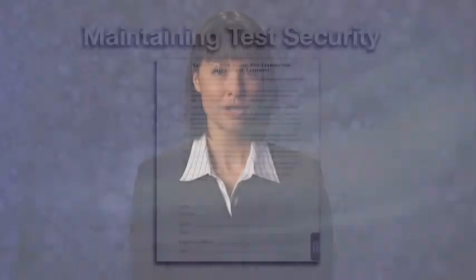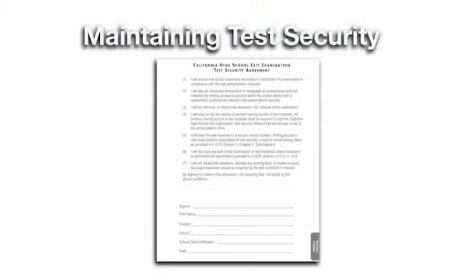Keeping CAHSEE test materials secure is one of the most important responsibilities of test site coordinators. You must read, agree to, sign, and return the CAHSEE Test Security Agreement to the CAHSEE coordinator, who will keep the document on file for at least 1 year. In turn, you must ensure that all test examiners and proctors read, agree to, sign, and return a signed CAHSEE Test Security Affidavit to you before they receive any test booklets.